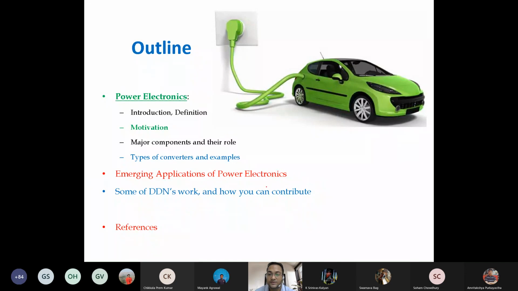And I'll also tell you what we are doing in this area, some of my team's work, and if you're interested, then you can also contribute to us, right? Because as a team only we can progress.